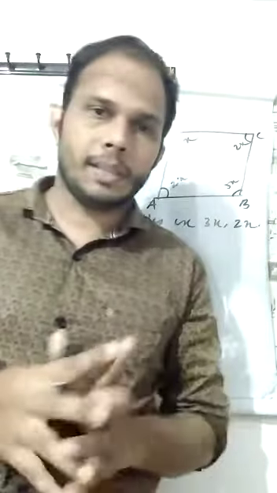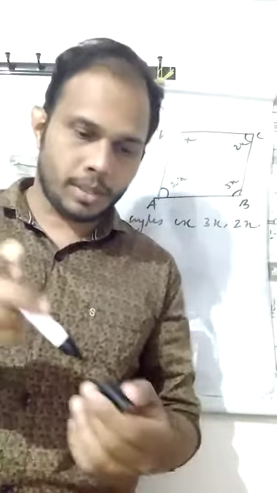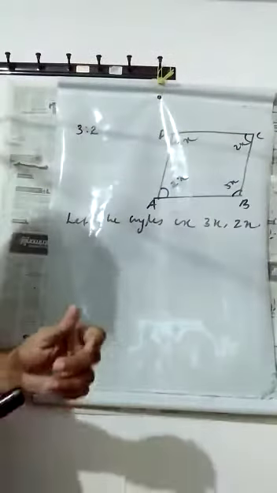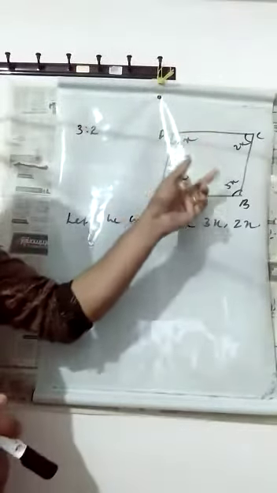The sum of the angles of a parallelogram is 360 degrees, so you can use that method. Otherwise, another method you can use: this is 3x and this is 2x.